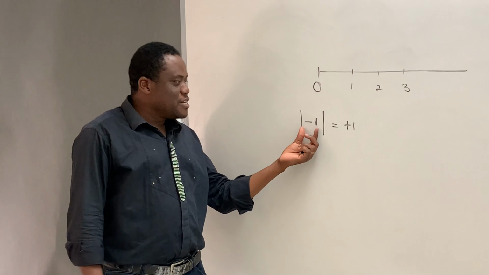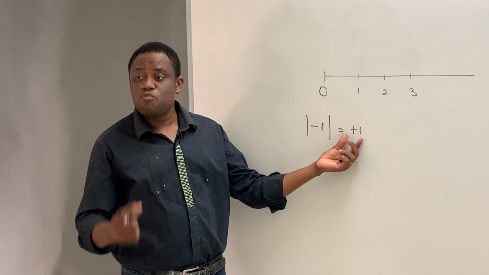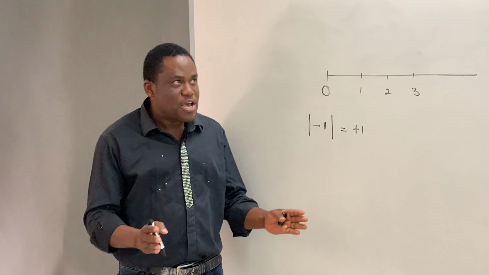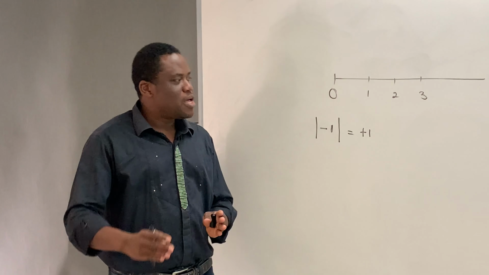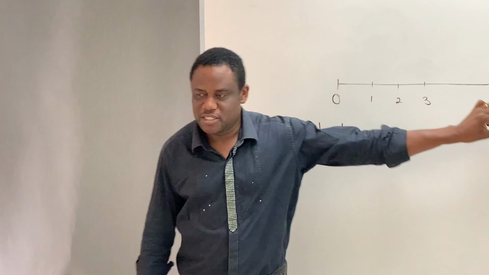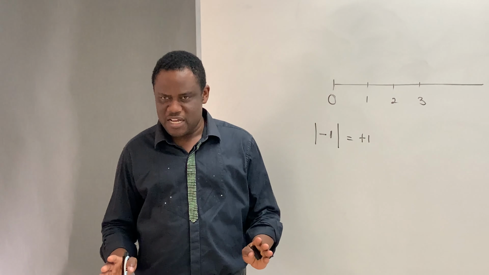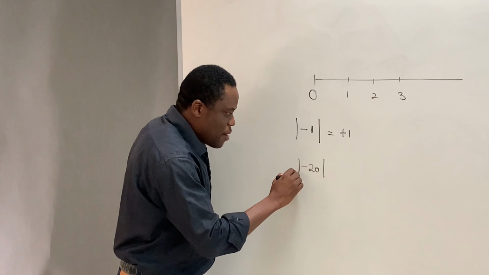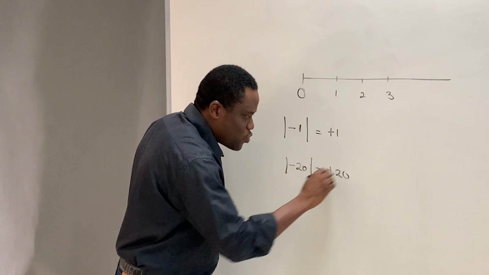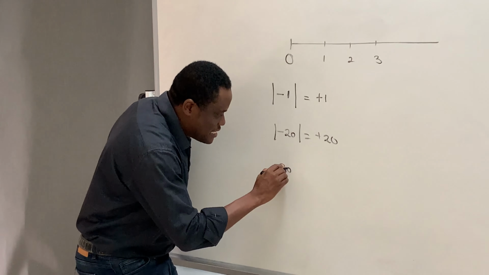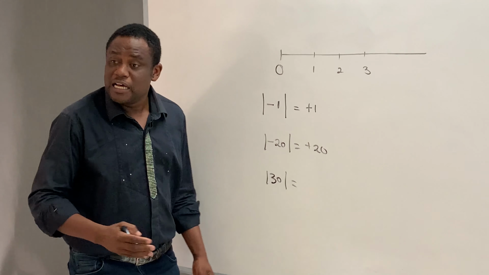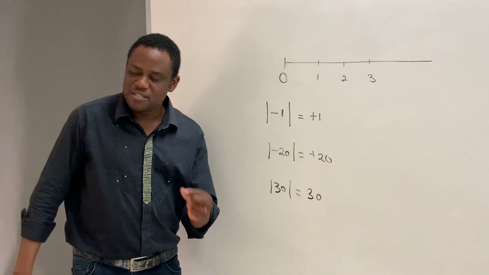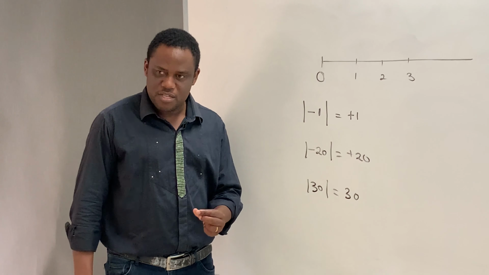Okay, so the negative of -1 will become positive. It's measured as a distance from 0 on the number line. So 0 and then it increases. I hope you get the idea. Let's write more. If you have the absolute of -20, it becomes +20. If you have the absolute of 30, there is no negative, so it will remain as 30. This is very important.